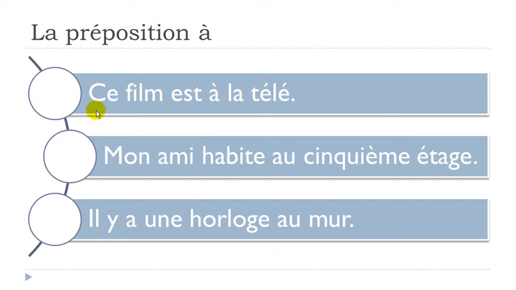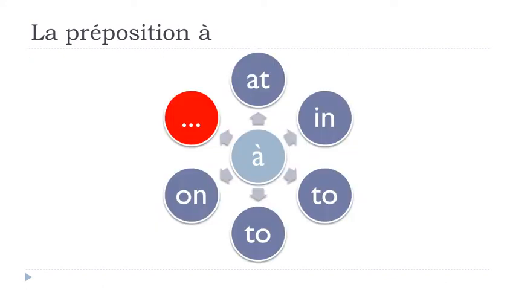So let's read them one more time. Ce film est à la télé. Mon ami habite au 5e étage. Il y a une horloge au mur. All right. And now let's see all the other possibilities that we've got.